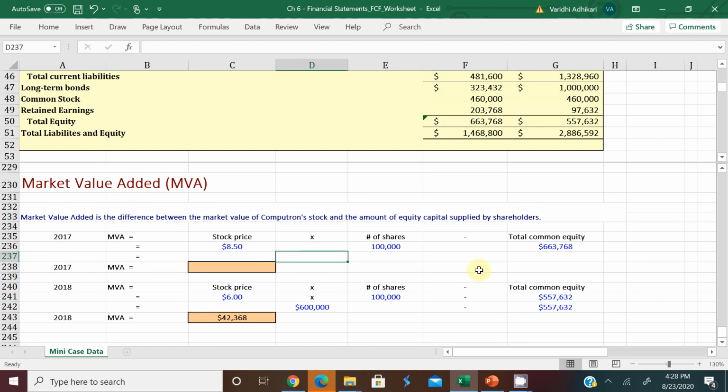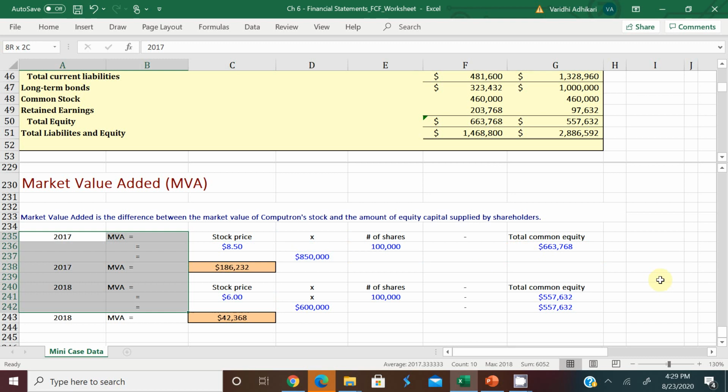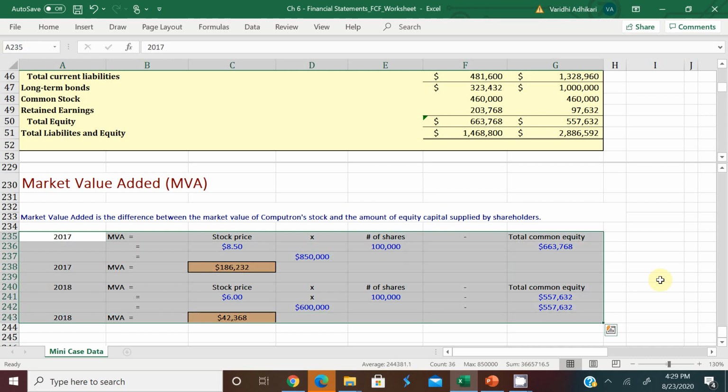I'm going to do one more step: stock price times number of shares will give you the market value of the shares, and this is the book value of the shares. The difference between these two is the value that the market has put above the book value in the future of the company, so $186,000. So this value was higher in 2017 compared to 2018. In this one we didn't use any information from the balance sheet or the performance measures, except for the book value of equity.